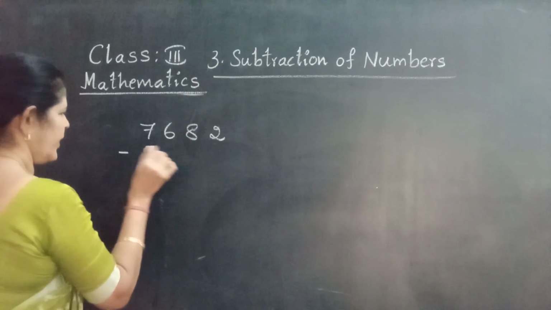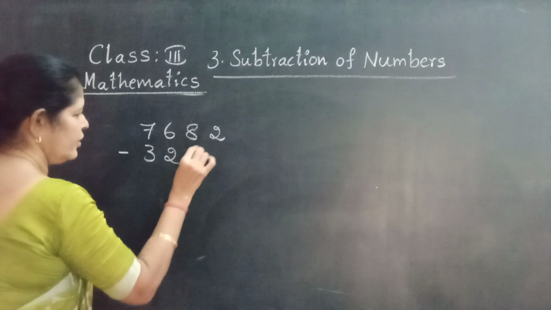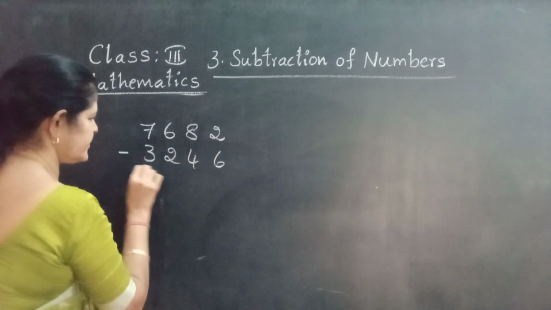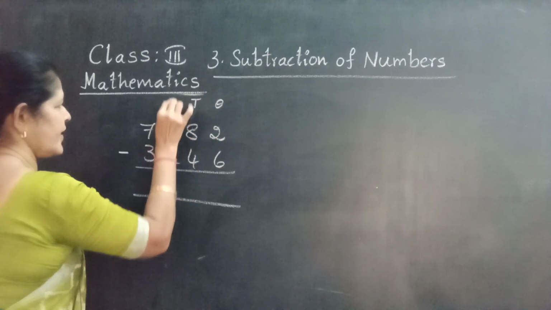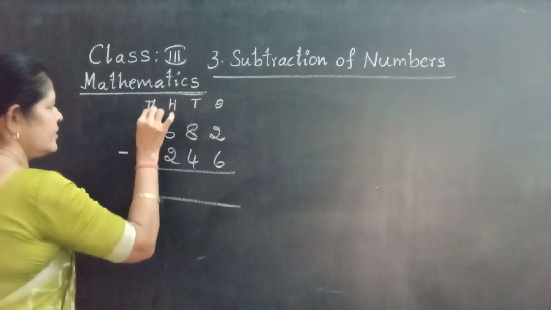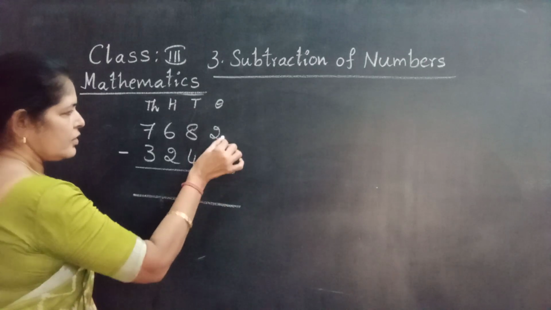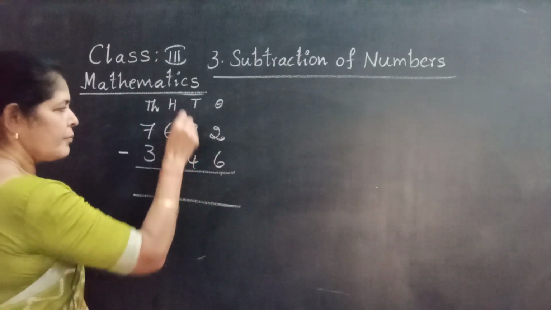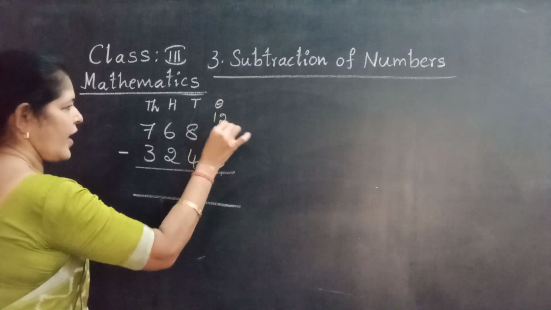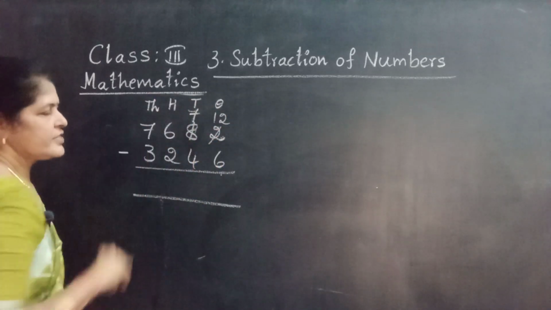7,682 minus 3,246. Start from ones, next tens, next hundreds, last thousands. 2 minus 6 not possible. Why? 2 is less than 6. Borrowing, 2 becomes 12. 8 changes into 7.